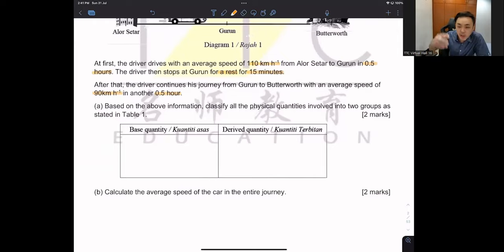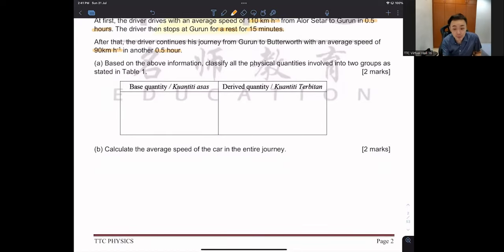So question number one usually comes from chapter one. Not necessarily chapter one, but usually they're easy, and normally they like to put in all the instrument kind of questions. Now here, we need to classify them. Do you remember the first thing you learned in chapter one? You've got all the quantity stuff: base quantity, derived quantity.